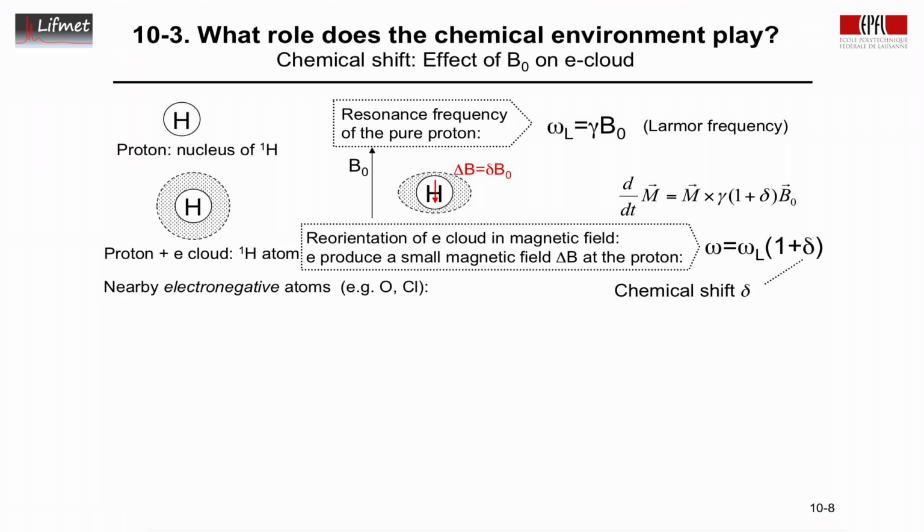Now let's think about if we have this hydrogen atom close to a nearby electronegative atom, such as oxygen or chlorine. These electronegative atoms attract the electrons. They produce, therefore, a reduced electron density at the site of the proton, and therefore a so-called de-shielding of the nearby hydrogen nuclei, of the protons. That means we have less of an effect of the electrons on the resonance frequency.